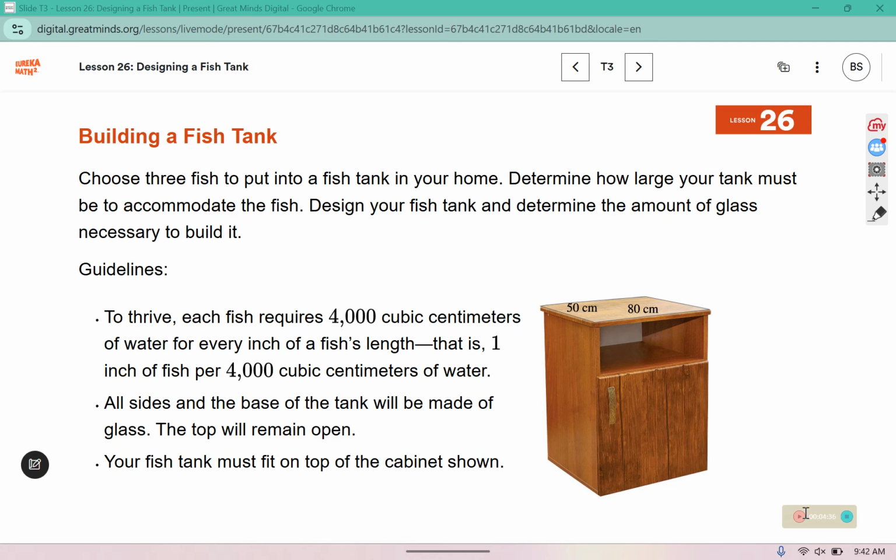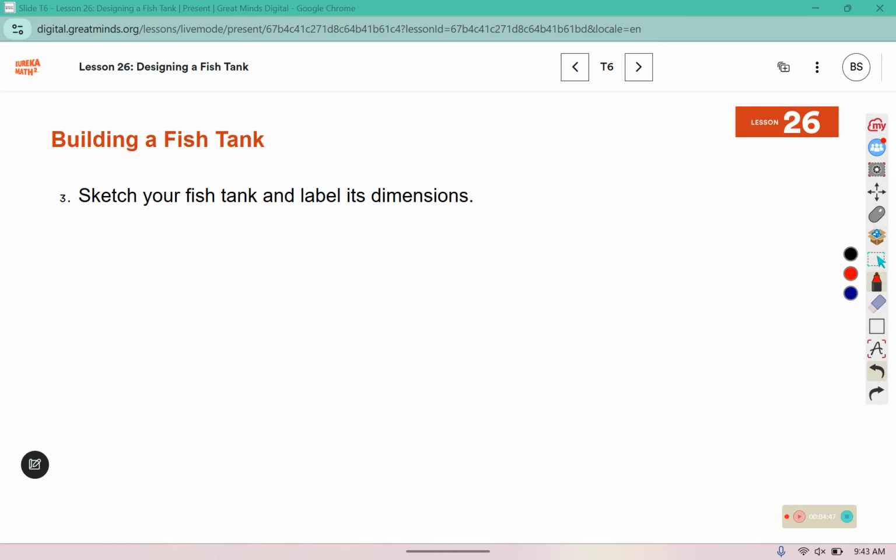We know that our fish tank must fit on top of the cabinet shown. So the maximum dimensions for the bottom of my fish tank is 50 by 80. So I'm going to give myself some space. So instead of 50 wide, I'm going to make it 40 wide. And instead of 80 long, I'm going to make it 70 long. That would be 2,800. But I need to make it have a volume of 32,000 cubic centimeters.